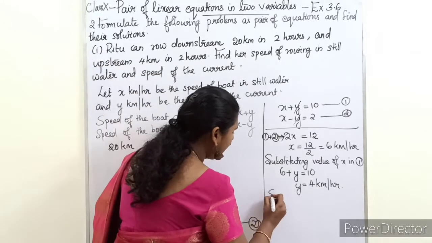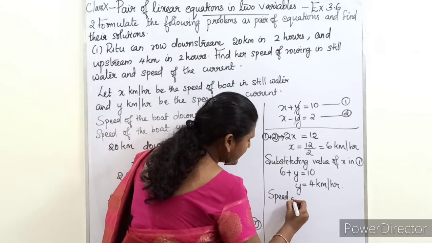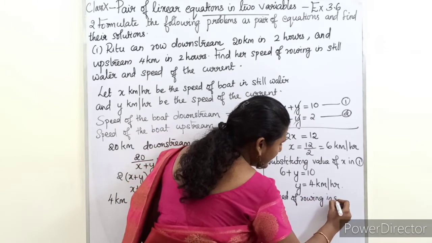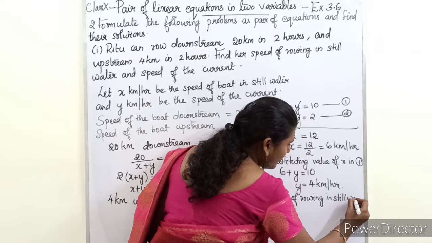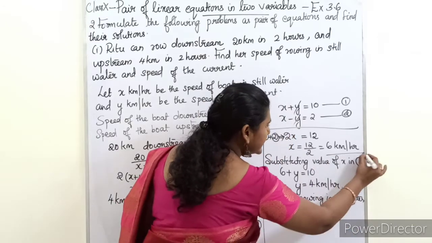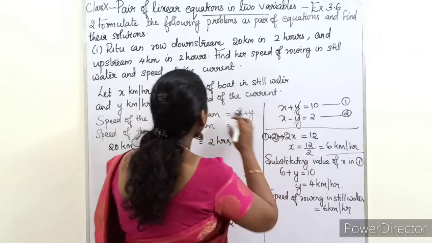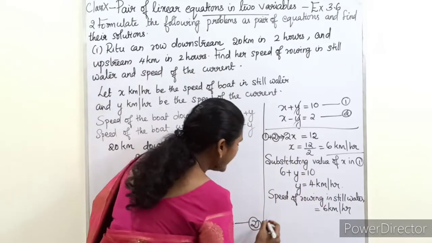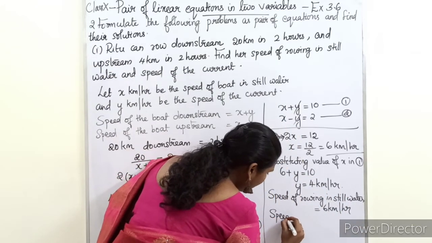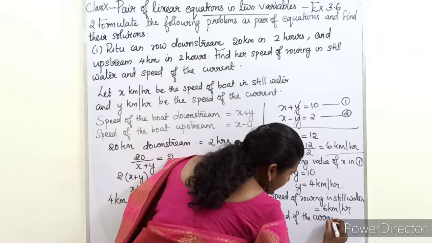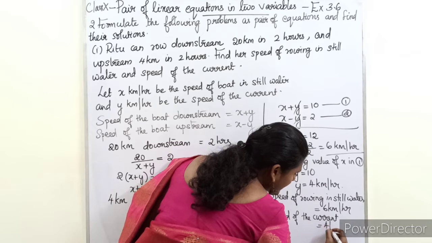For the final answer, you have to write the speed of rowing in still water. So speed of rowing in still water is equal to the x value. What did we get for the x value? 6 kilometer per hour. And we have to find the speed of the current. So speed of the current is equal to y, that is equal to 4 kilometer per hour.